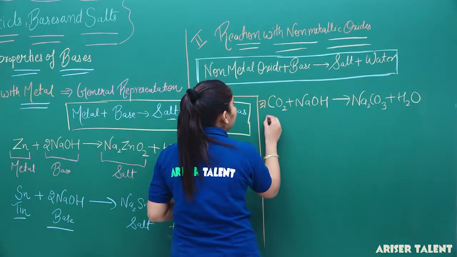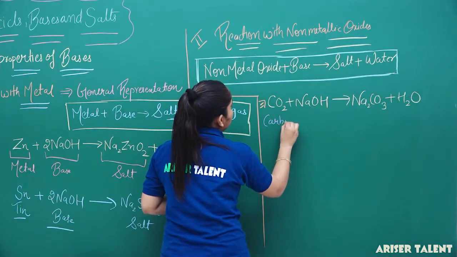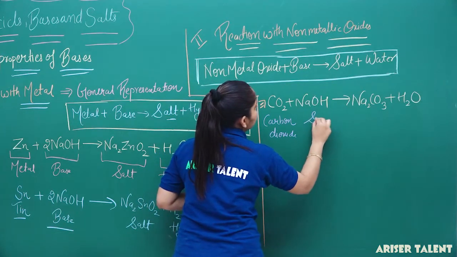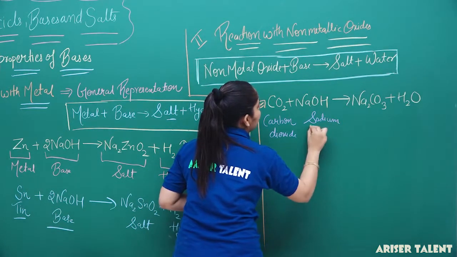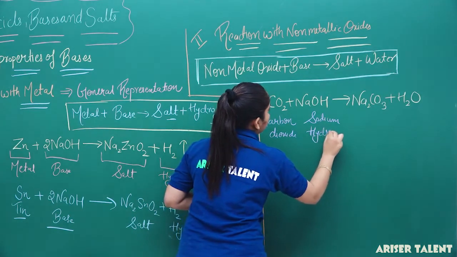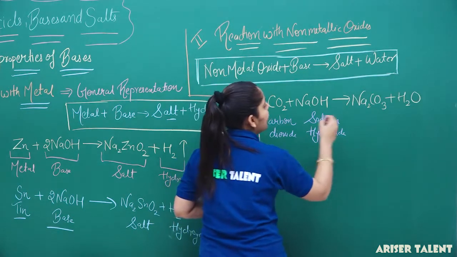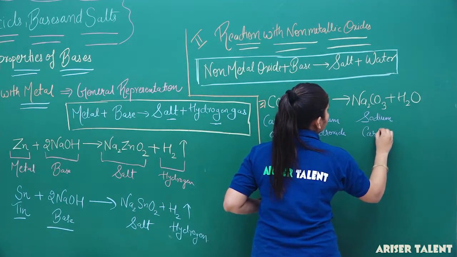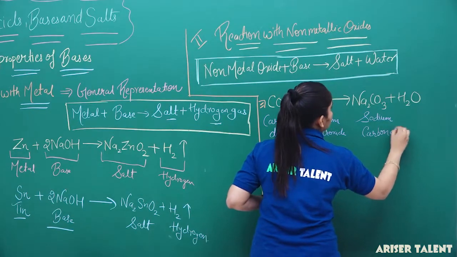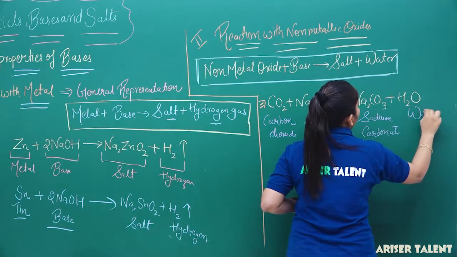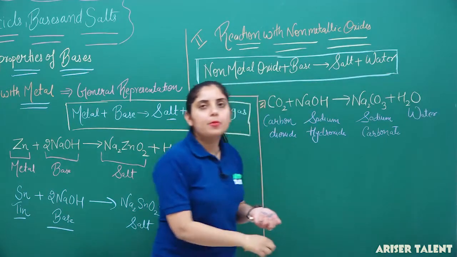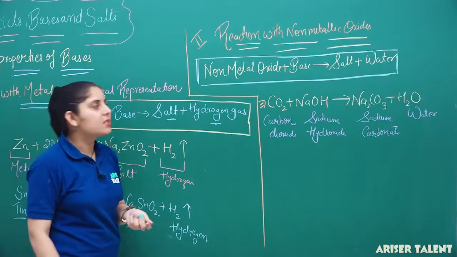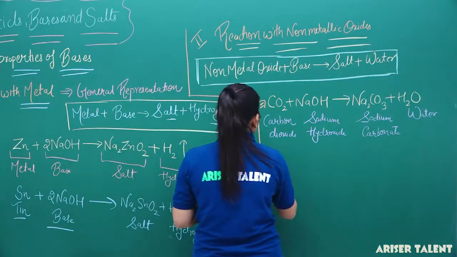So, generally we can write this: carbon dioxide, this is sodium hydroxide. These both will react and form sodium carbonate with the liberation of water as a byproduct. So, this will be the equation representation of the reaction with non-metallic oxides. Now, we will take another example here.